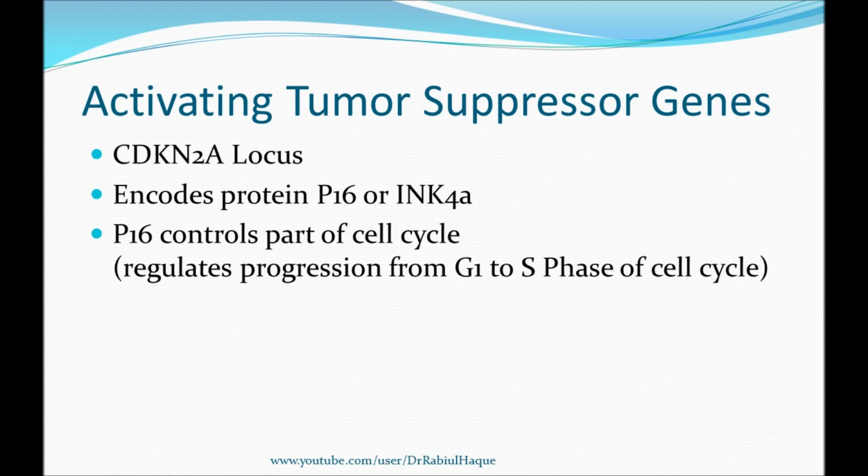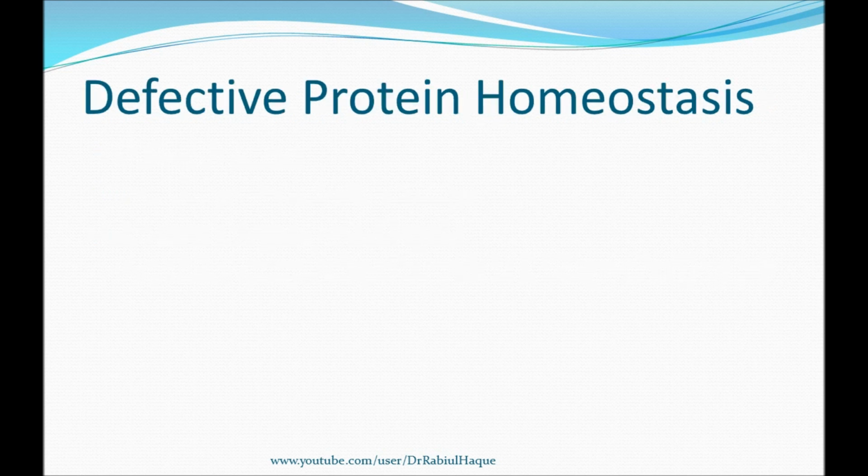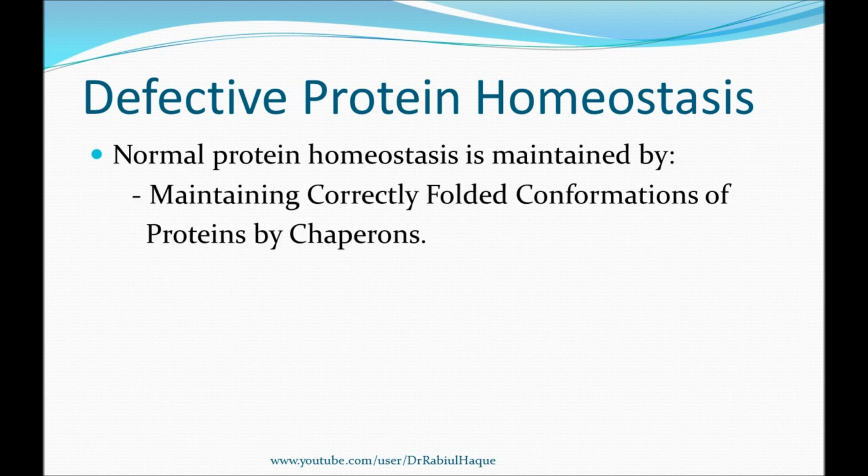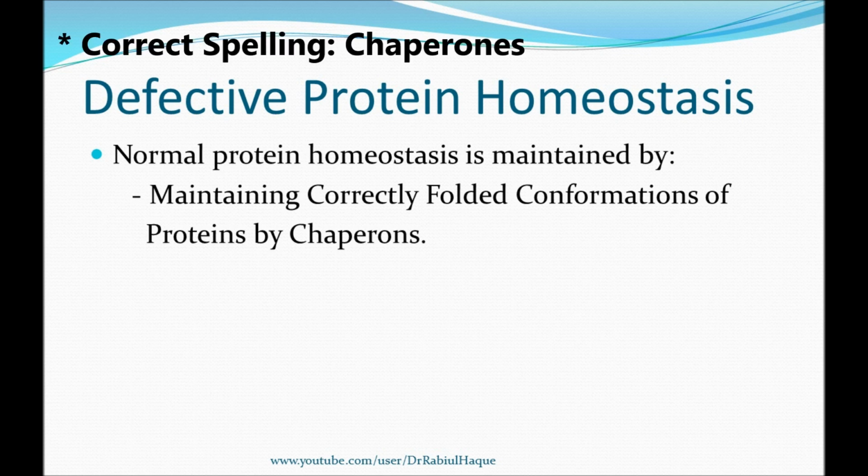So now that we have talked about the first two mechanisms of cellular aging, which were DNA damage and cellular senescence, now we will move on and talk about the third mechanism, and that was defective protein homeostasis. Now always remember, protein homeostasis can be achieved by two mechanisms. The first mechanism tries to maintain the correctly folded conformations of the proteins, and this is mediated by chaperones. And the second mechanism of protein homeostasis is via degradation of the misfolded proteins.